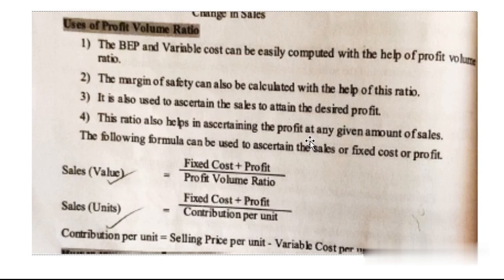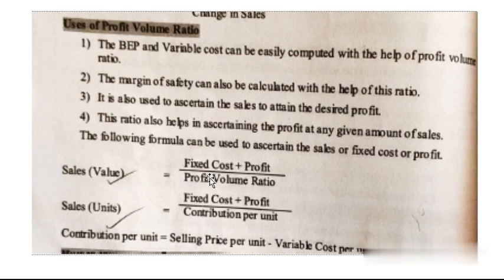The following formula can be used to ascertain the sales or fixed cost or profit. So now these are the formulas which are used to find out either sales, profit or fixed cost. So if the amount is given for each item, then the sales value formula will be used: fixed cost plus profit divided by PV ratio. As we discussed in the first slide, you need to use that formula to find out what the PV ratio is.